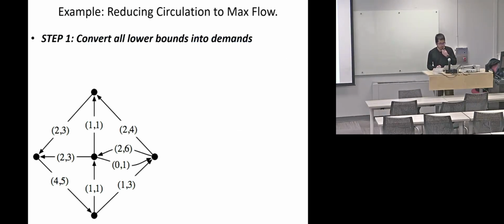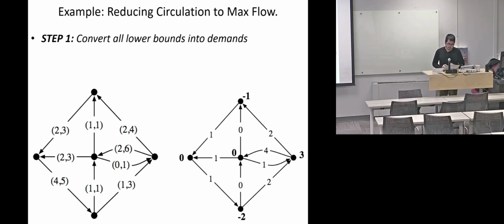So let's see an example. You have this one. You just remove all the lower bounds, and that induces some demand.